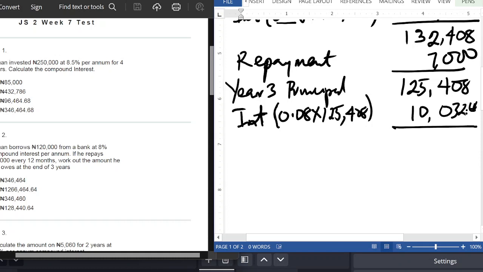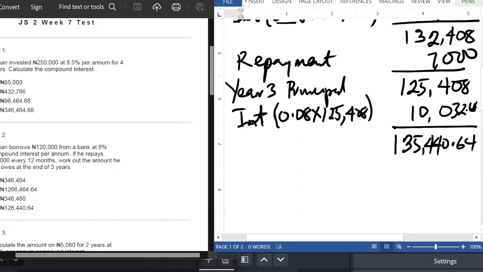So plus 125,408, and that gives 135,440.64. So this gives us that is at the end of year 3.